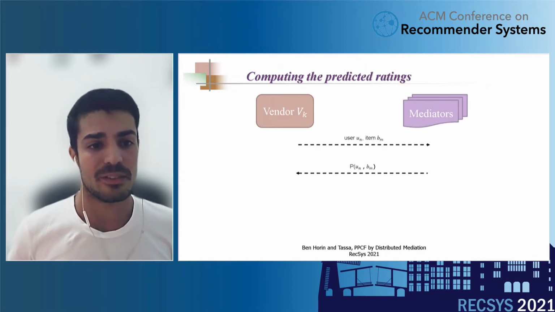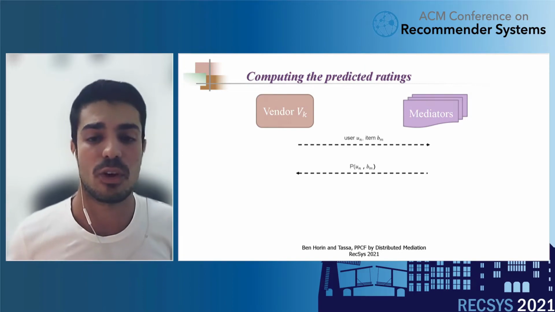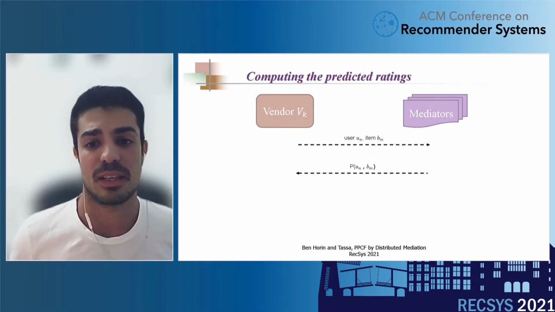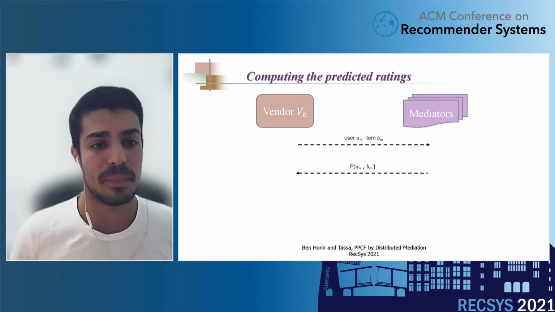One query that the vendor may wish to submit in the online phase is the following. UN is a user in my clientele, and BM is an item for my store. Please evaluate for me the predicted rating that UN would give to BM. The mediators compute that prediction based on similarity scores and shared user item ratings that they had just received in the offline phase.